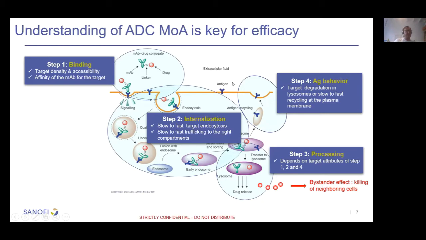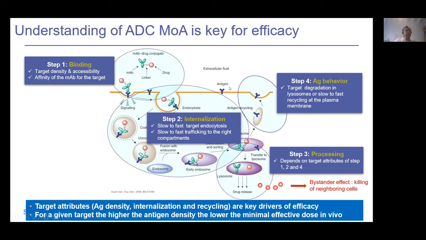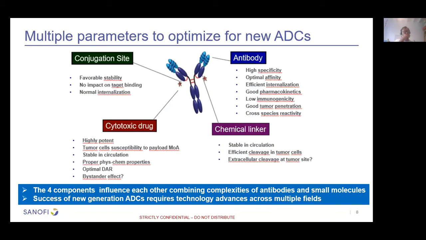For efficacy, what we know is that antigen density, internalization kinetics, and recycling are really key parameters. For example, we know that lower levels of antigen expression may be compensated by increased internalization and trafficking efficiency. So it's really an interplay between various parameters that should be taken into account. Optimization of an ADC is a very complex process that requires playing with many interdependent parameters, and this is, I think, well reflected by the high rate of clinical failure in the field.